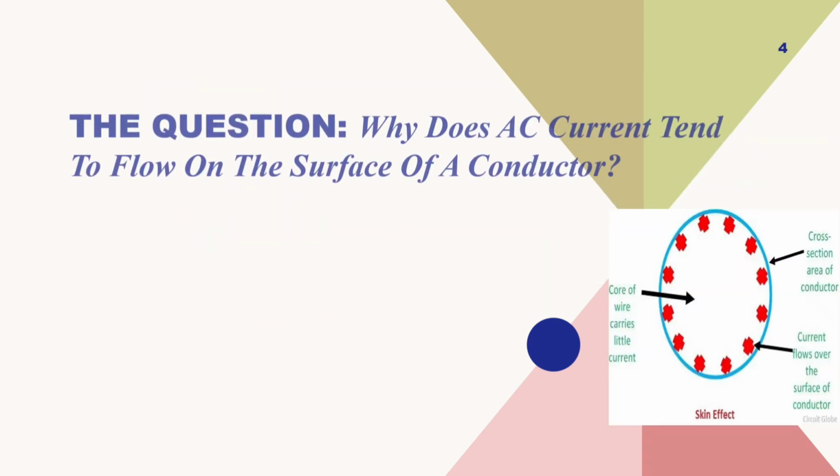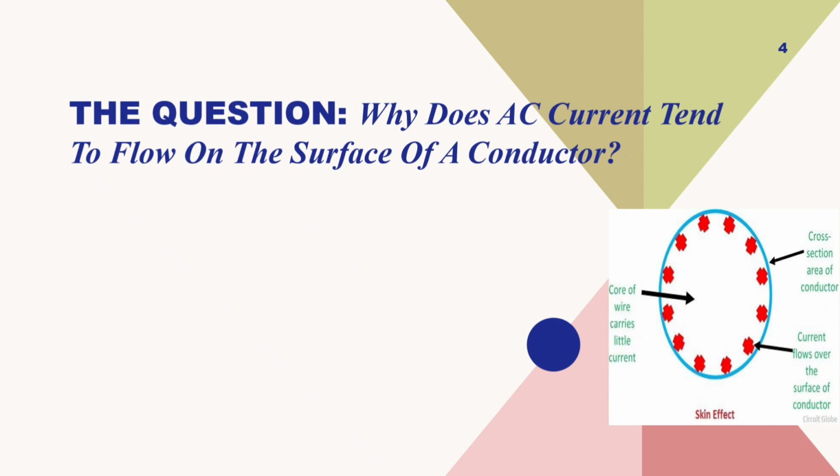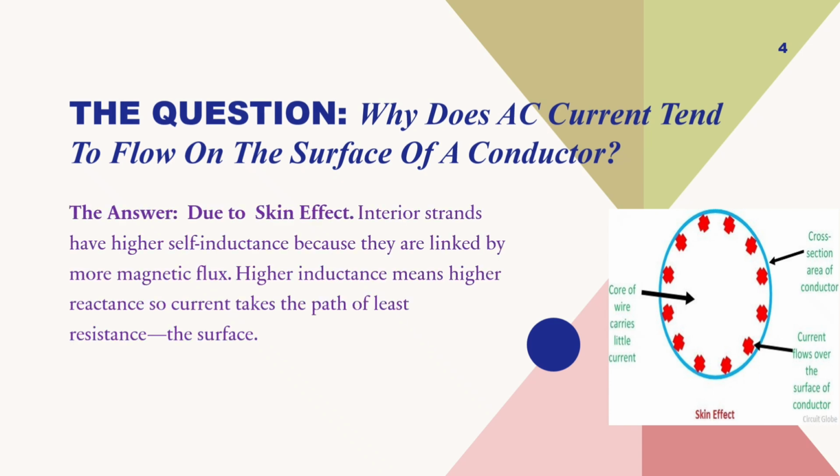Why does AC current tend to flow on the surface of a conductor? So let us look at the answer now. It is basically due to an effect called the skin effect. So what is skin effect? If you take the cross section of a conductor, if this is the core or the central part of the conductor, generally the interior strands of the conductor would have higher self-inductance.